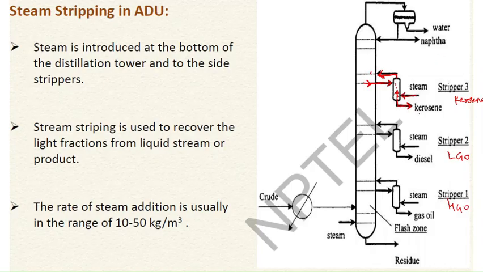What happens is now, if we take this kerosene at atmospheric conditions also, there will be no lighter portions present in the kerosene, and that's why, in other words, we can say that it stabilized the kerosene. Basically, the flash point of this kerosene is stabilized. The steam stripping is used to recover the lighter fractions from liquid steam or products, and the rate of steam addition is usually 10 to 50 kg per meter square.